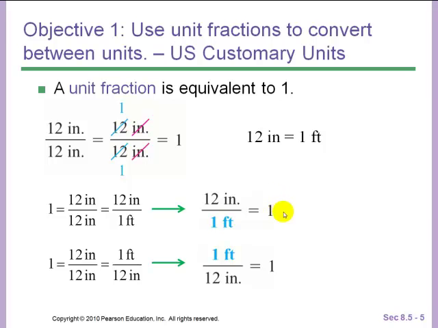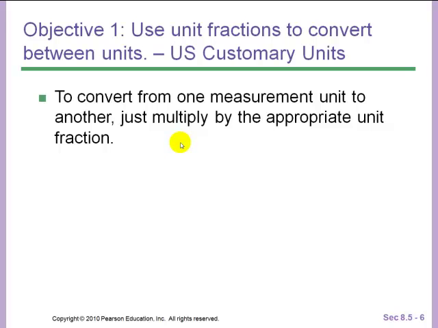So a unit fraction is equal to 1, but they have different units in the numerator and the denominator. However, the numerator and denominator are equivalent to one another. 12 inches is equivalent to 1 foot. That's why this is actually equal to 1. So let's see an example.